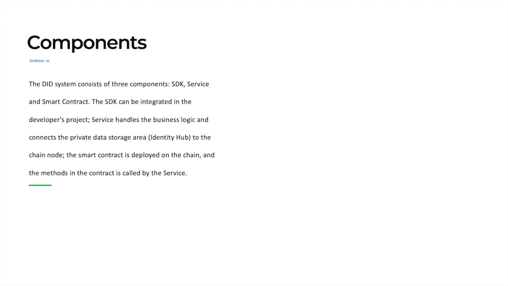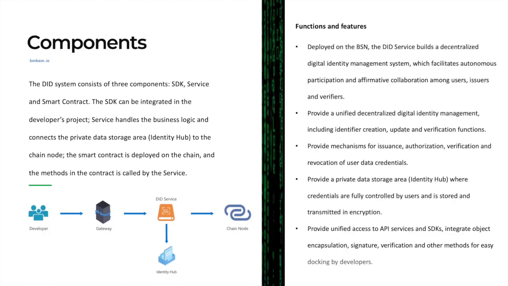There are 3 components in the DID system: SDK, service, and smart contract. The SDK can be integrated in the developer's project. The service handles the business logic and connects the private data storage area, which is the identity hub, to the chain node. The smart contract is deployed on the chain, and the methods in the contract are called by the service.